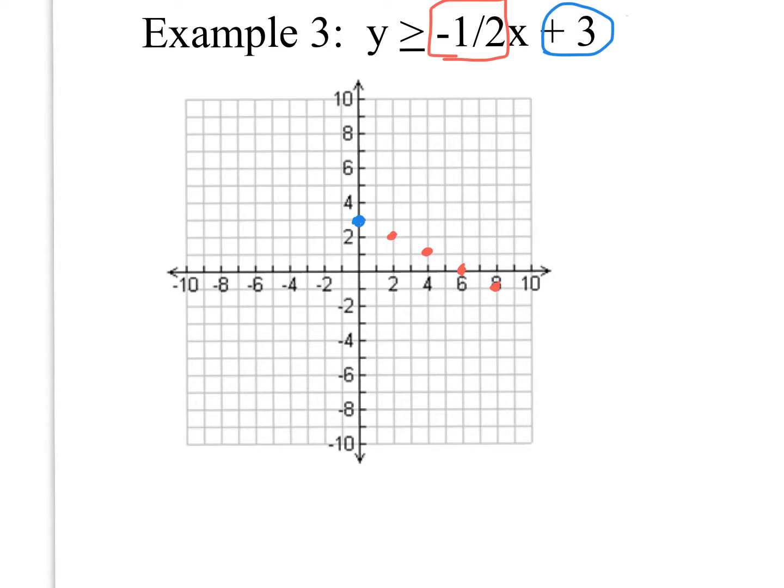Now we need to determine whether this line is dotted or solid. Looking here, I've got a solid line underneath the inequality, which means I've got a solid line on my graph. So I'm going to connect these points with a solid line. This is not working out too well, is it? And you should be using a ruler when you do this. I'm just trying to freehand this with one of those pens you write with on an iPad.